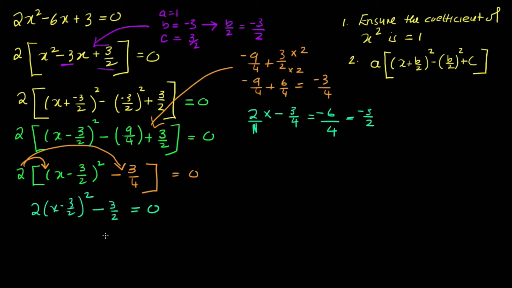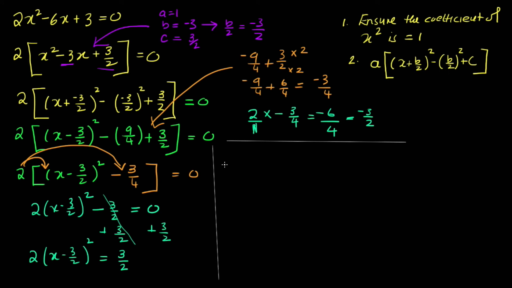Now what do I do? Have a guess. What do you think I should do? Because I need to find the value of x. What can I do here? Add 3 over 2 to both sides. Well done. So plus 3 over 2 to both sides. So that cancels out, and I'm left with 2 times x minus 3 over 2 squared equals 3 over 2. Now what do you think we should do?